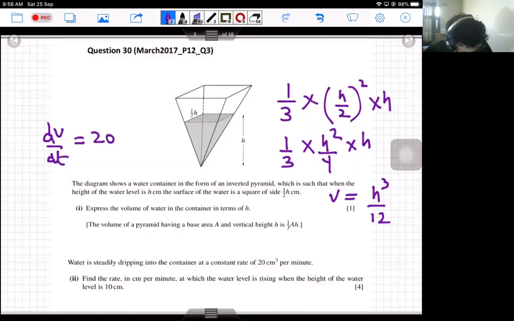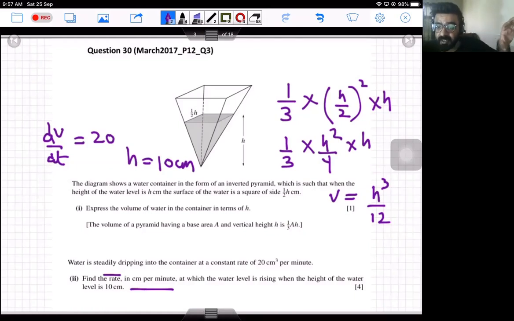Now part 2 is saying that find the rate in centimeter per minute at which the water level is rising when the height of the water level is 10 centimeter. So h is 10 centimeter, and we need to find the rate in centimeter per minute. What is actually represented by centimeter? The height. Centimeter per minute means dh over dt, change in height with respect to time. You need to find the value of dh over dt.